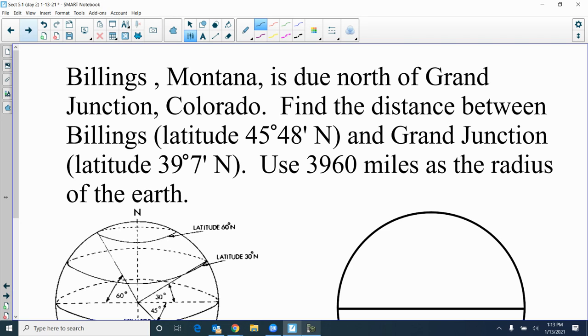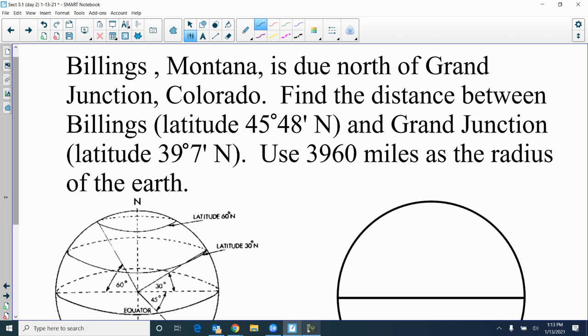Now, these types of problems show up in this section: finding the distance between two cities that are located north and south of one another. On a globe, they have to be in line with each other vertically to do this. Billings, Montana is due north of Grand Junction, Colorado. Find the distance between Billings, which has a latitude of 45 degrees, 48 minutes, and Grand Junction, which has a latitude of 39 degrees, 7 minutes. We're going to use 3,960 miles as the radius of the Earth.